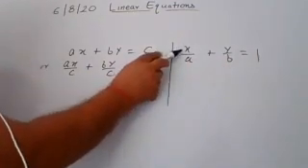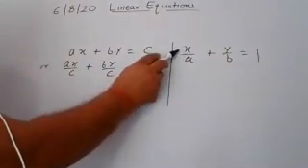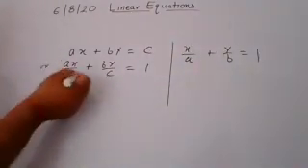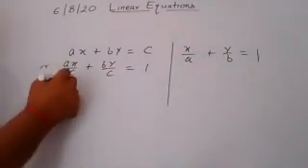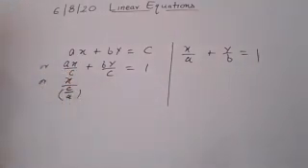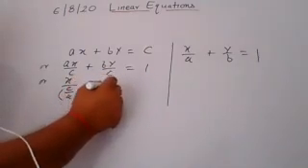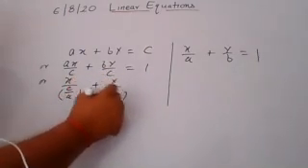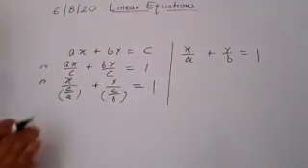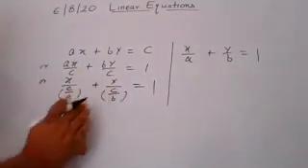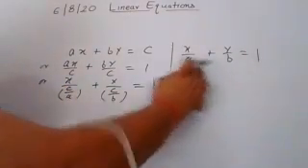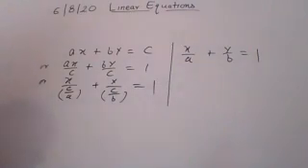Now look at this step on the left side. In the numerator, the coefficient of x is 1, and the coefficient of y is 1. So you make it: x upon c upon a, and on this side y upon c upon b, is equal to 1. In this way the given line is completely reduced to this form, which is known as the intercept form.